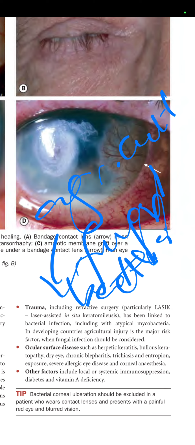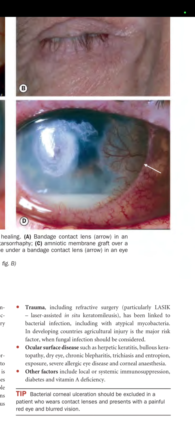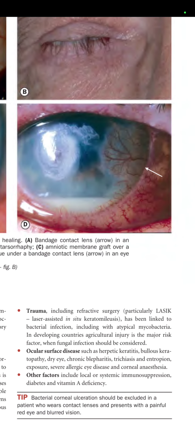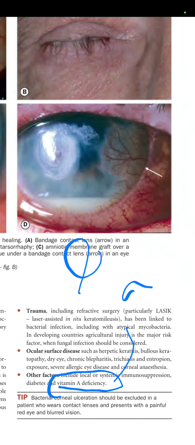Other factors include local or systemic immunosuppression, diabetes, and vitamin A deficiency. I'm going to highlight vitamin A deficiency because it is less commonly associated, but it can be asked in the MCQs.